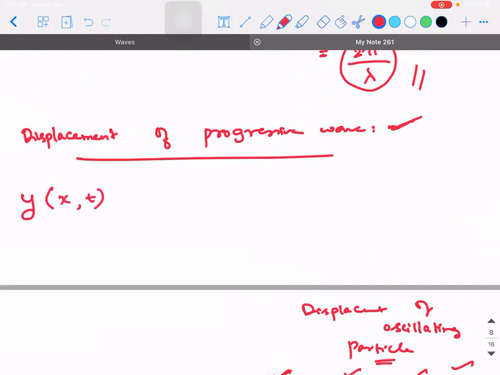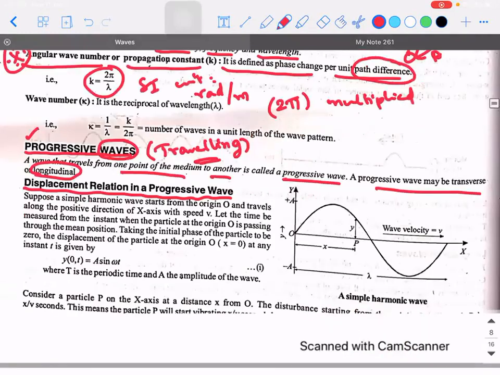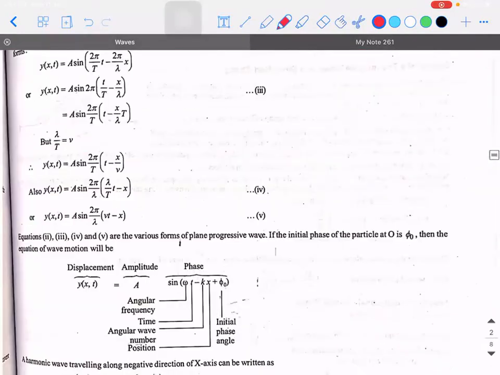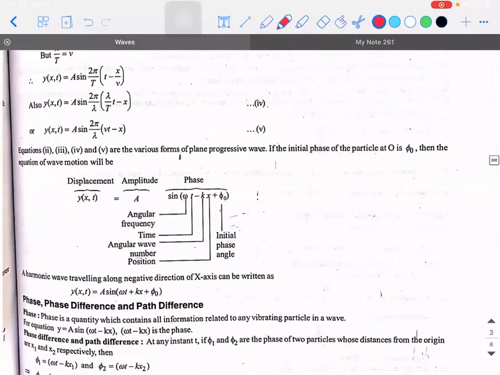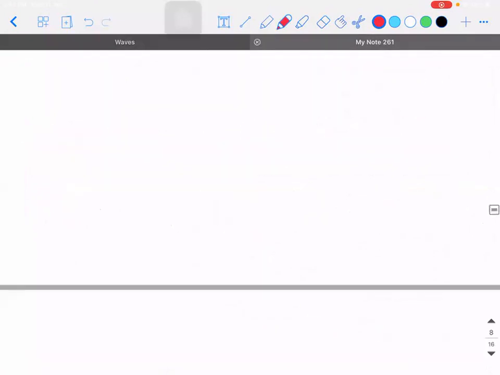So look at the way I'm going to write. This is very, very important. Please make a note. y of x comma t is equal to A times sine of kx minus omega t. Let me show you. They have taken it as omega t minus kx. Okay, I'll go with that itself. Both are right.